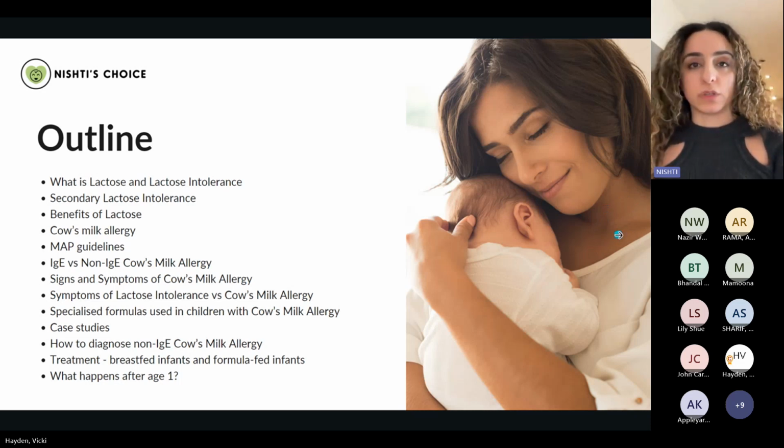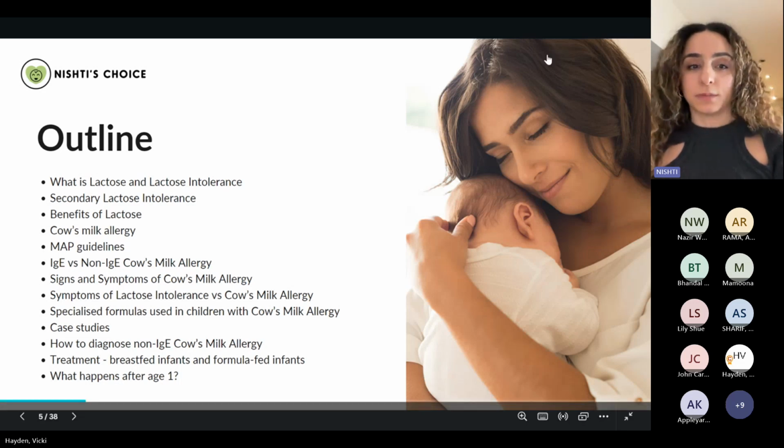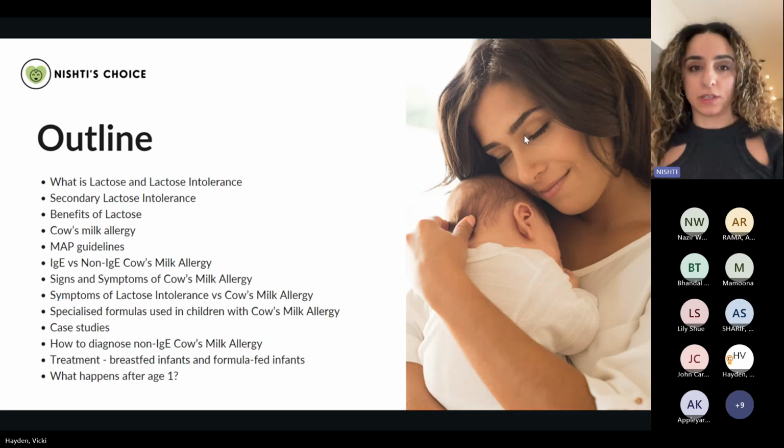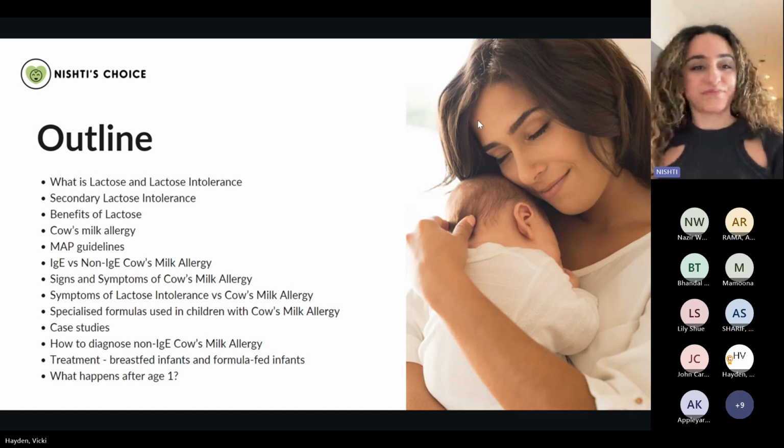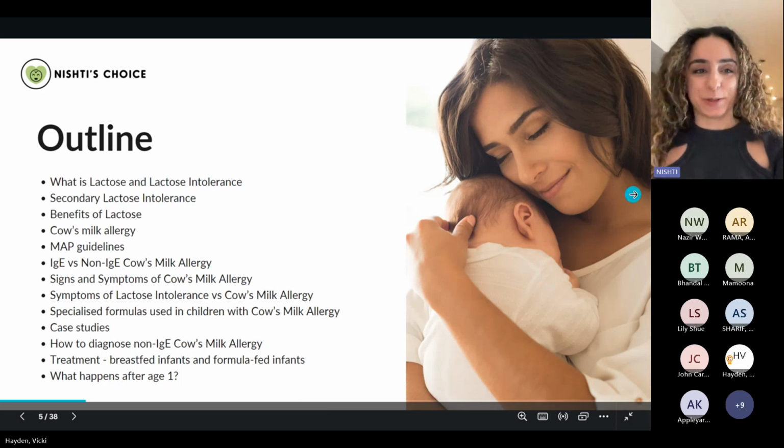We'll look at IgE versus non-IgE cow's milk allergy, signs and symptoms of cow's milk allergy, and symptoms of lactose intolerance versus cow's milk allergy. I've done a table just to help you see the difference there. Then we'll look at some of the specialized formulas used in children with cow's milk allergy. And we've got some case studies where we'll look at a child that was diagnosed with cow's milk allergy, but actually turned out to have lactose intolerance and vice versa. Then how do we diagnose non-IgE cow's milk protein allergy? And then obviously we'll look at some treatments and what happens after. So let's get going.